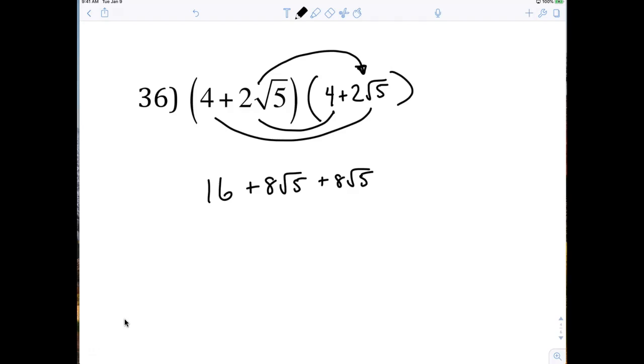Someone else. What's 2 radical 5 times 2 radical 5? 20. Thank you very much. Everybody see that's 20? What's square root of 5 times square root of 5? Times 4. Yeah, that's what I was thinking. 16 plus 20. So 36 plus what? 36 plus 16 radical 5.